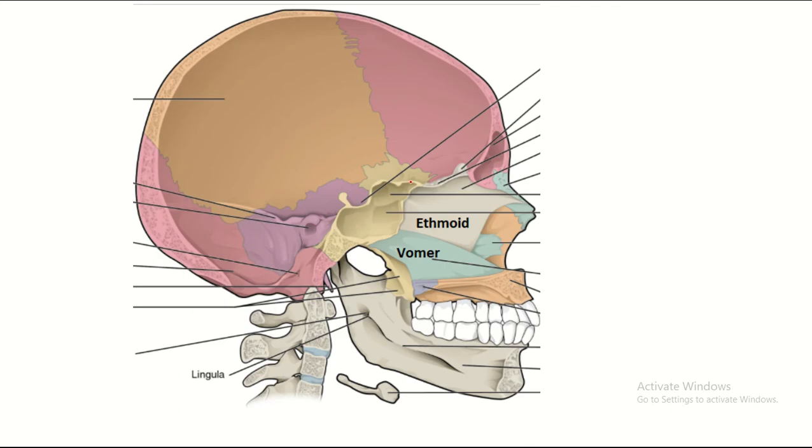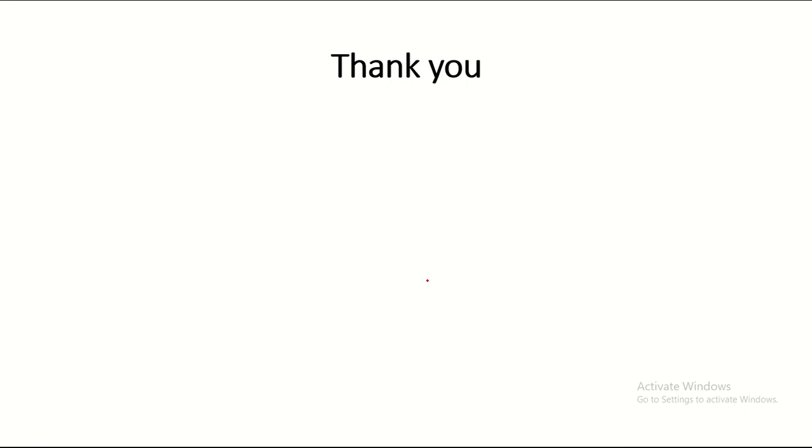And this part, the sphenoidal crest, articulates with the ethmoid. The sphenoidal rostrum articulates with the vomer. And the pterygoid processes articulate with the palatine bone also. So this is all about the sphenoid bone.